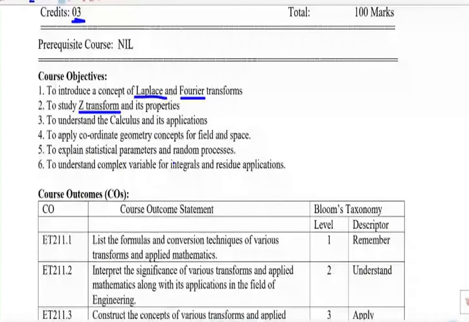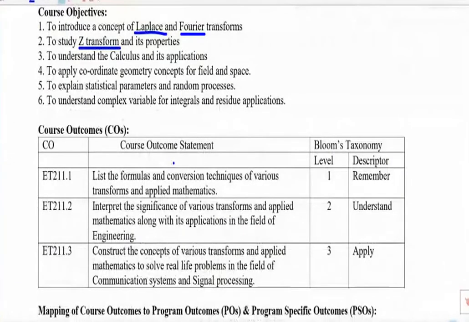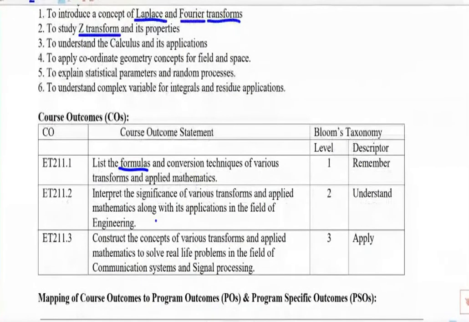So after learning this subject, the outcome is that you have to remember all the formulas and conversion techniques, that means transform techniques and applied mathematics. Then the second course outcome is that you will signify the various transforms, when to use which transform, and applied mathematics along with its application.